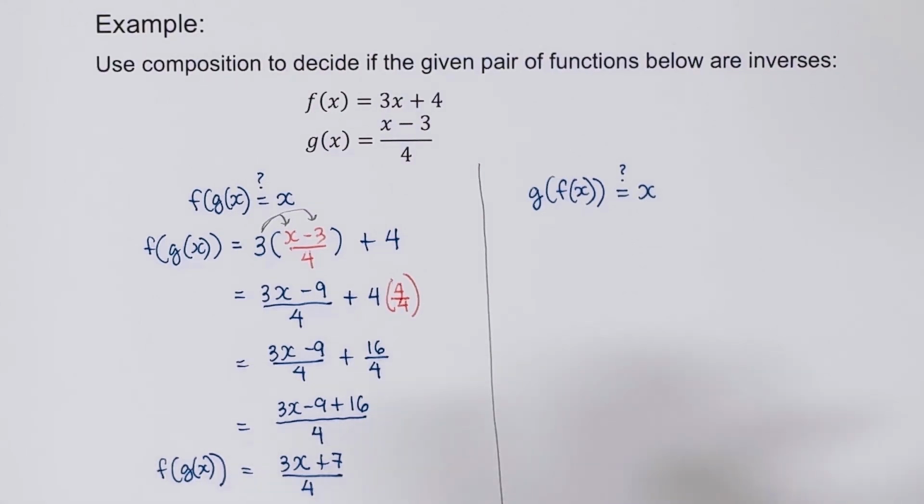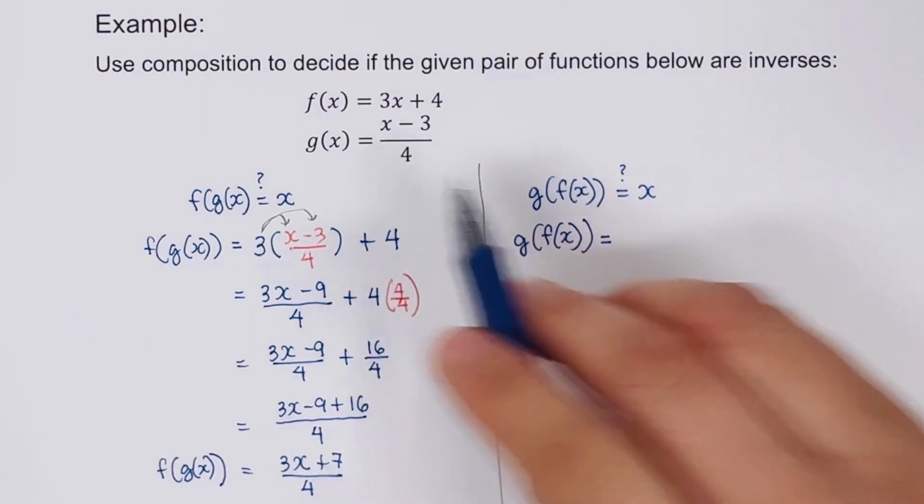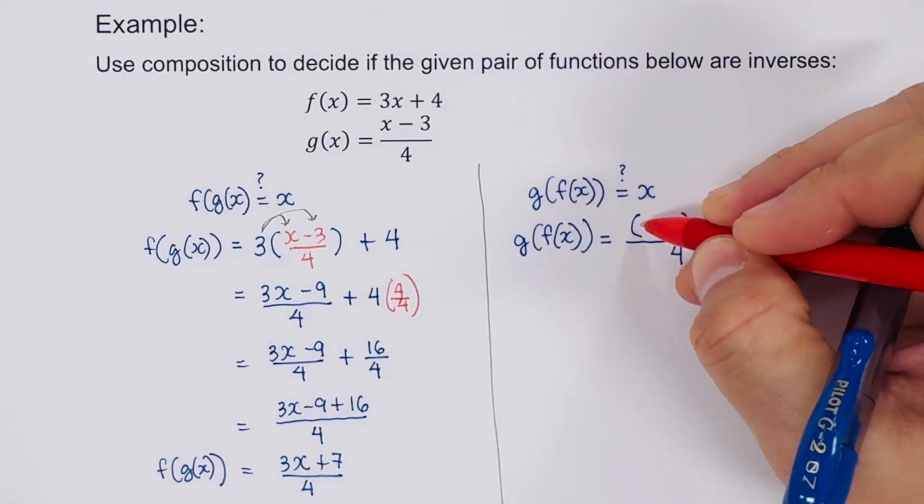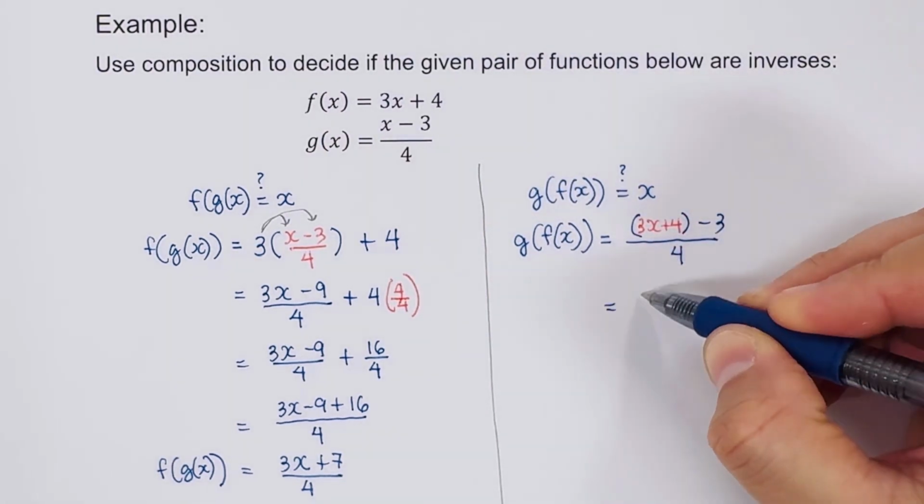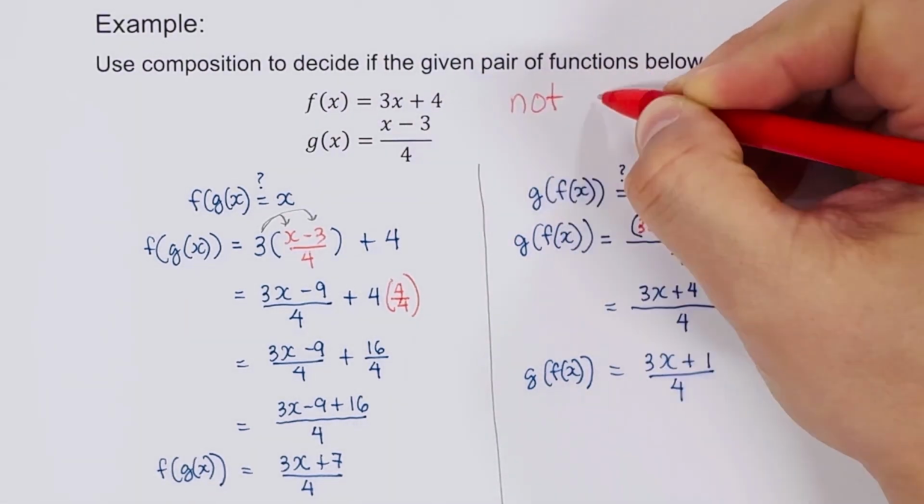Now let's look at the other composite function right here. The outer function here is g of x, so I'm going to go ahead and rewrite this. In this g of f of x, I'm going to put the f of x into the parentheses, which is 3x plus 4. So we go ahead and simplify this. Notice that our g of f of x is not equal to x. So both of them are not equal to x. This tells us that these two functions, f of x and g of x, are not inverses of each other.